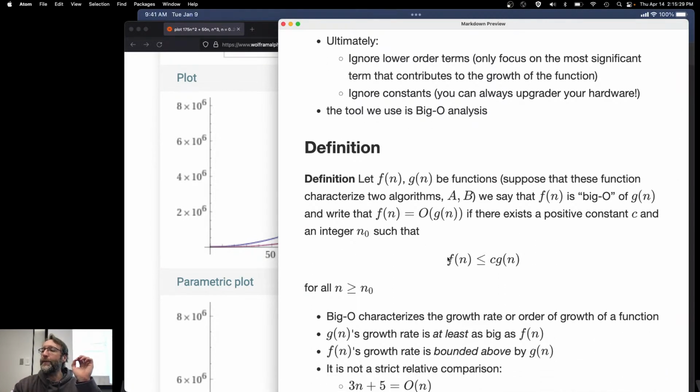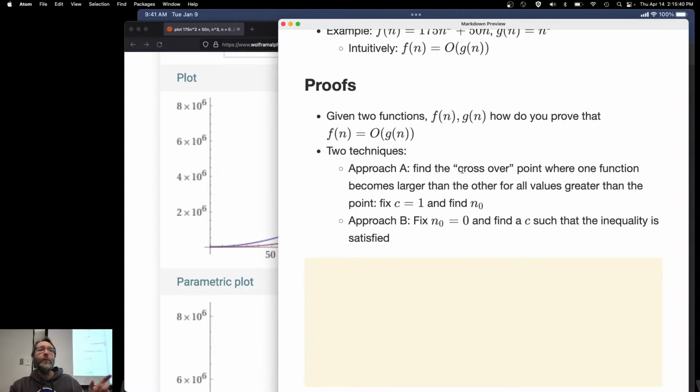Remember that we say that f of n is big O of g of n if there exist these constants c and n naught such that this inequality holds. That's the definition. Approach A will be to find that crossover point where that one function becomes larger than the other function for all values greater than that crossover point. In other words, algebraically, what you're doing is you need to find two numbers, c and n naught. Fix one of them and then find the other one.